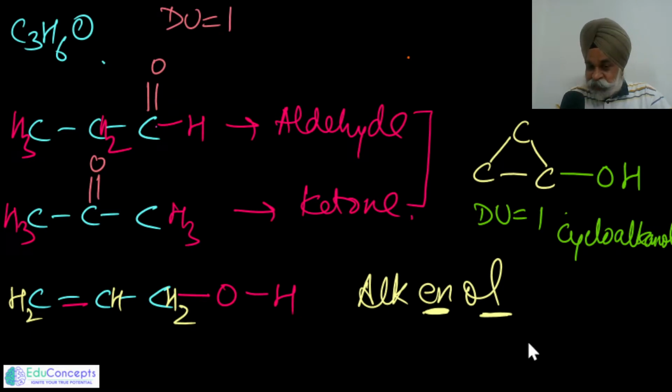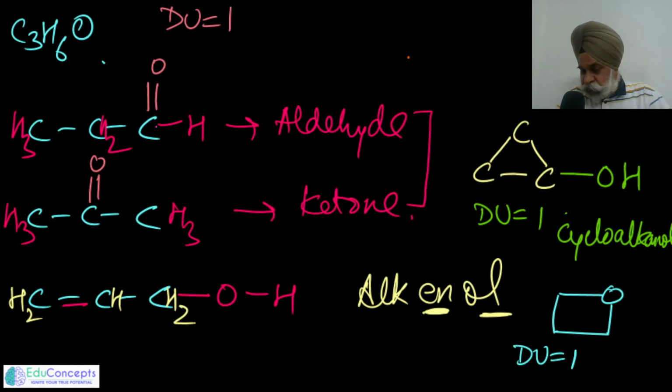And the story doesn't stop here. You can also create a system like this. If I place 3 carbon atoms like this, and in between, in the cyclic form, I place an oxygen here. So here, if you look, DU is still 1 because there is one ring, and with 3 carbon atoms and one oxygen atom, the hydrogens come out to be 6 only. Now this would be classified under the category of cyclic ether. So I have generated a cyclic ether.